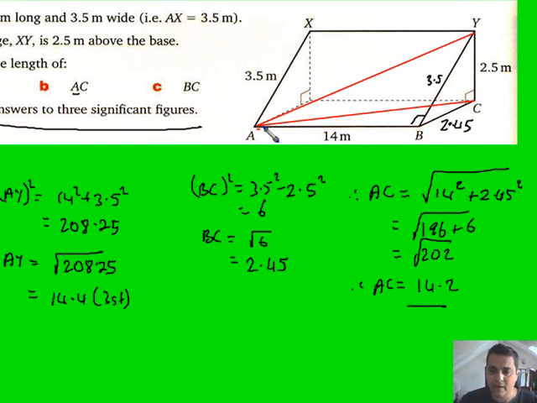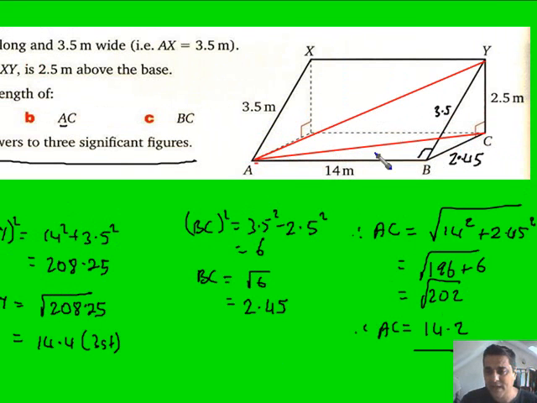So what do we got then? A to Y is 14.4. Obviously AC is going to have to be smaller. I'm glad it's smaller than its hypotenuse of AY. So it's perfectly correct, isn't it? Now BC.